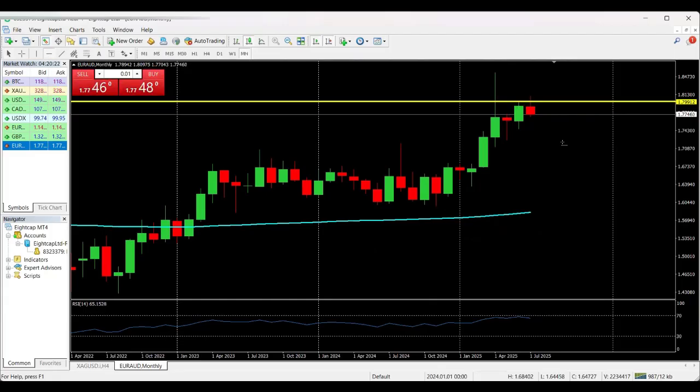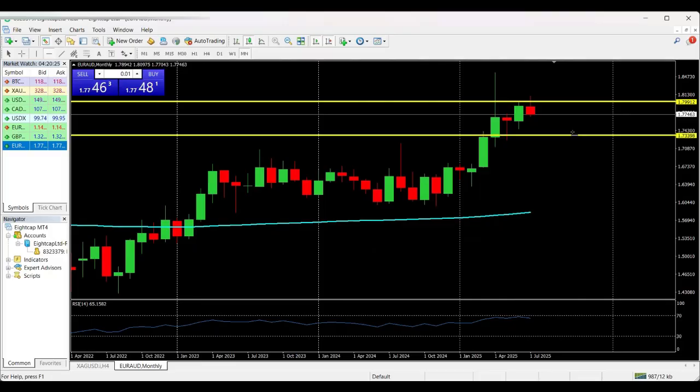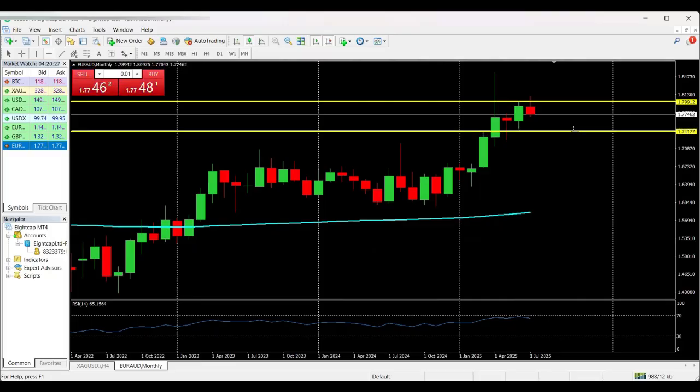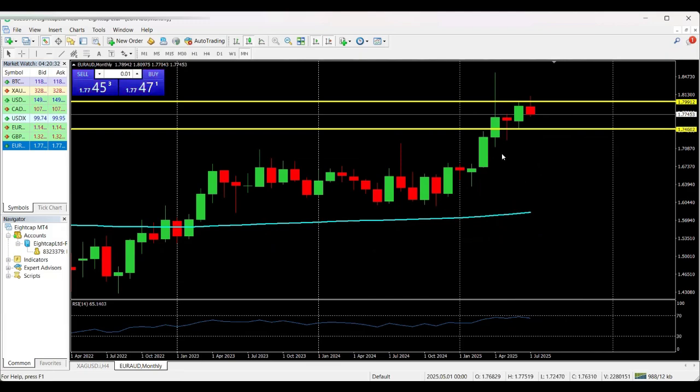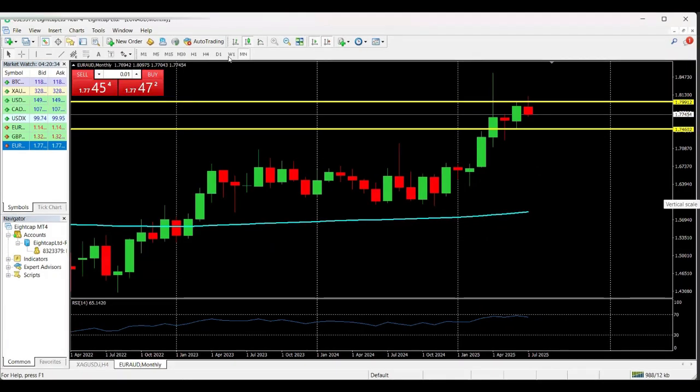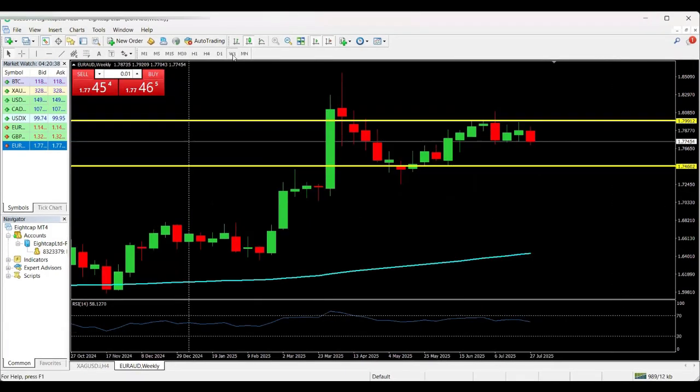Then I'm going to find my support level, right? Our support level will be this. We have 1, 2, 3, 4 touches there. That's all I do in the monthly time frame, right? So now I'm going to scale down to the weekly time frame.